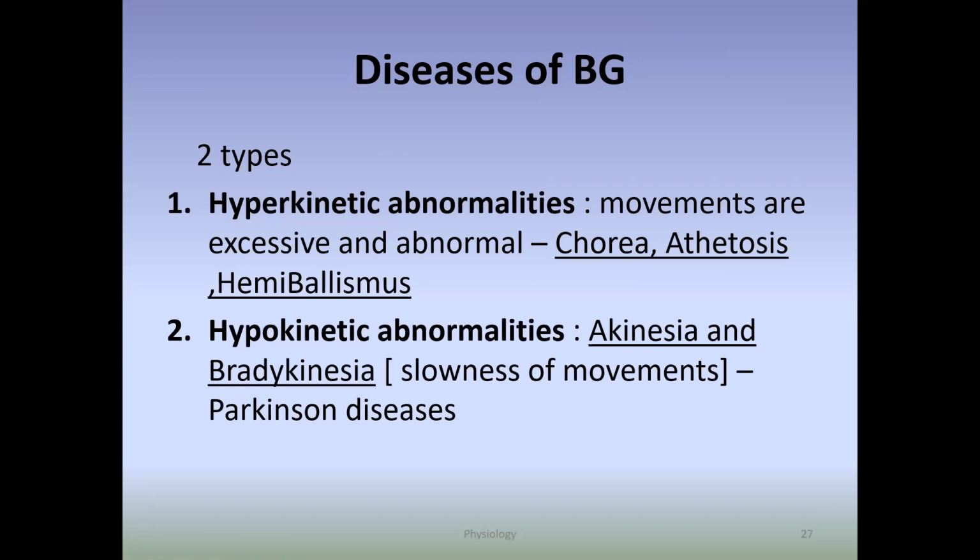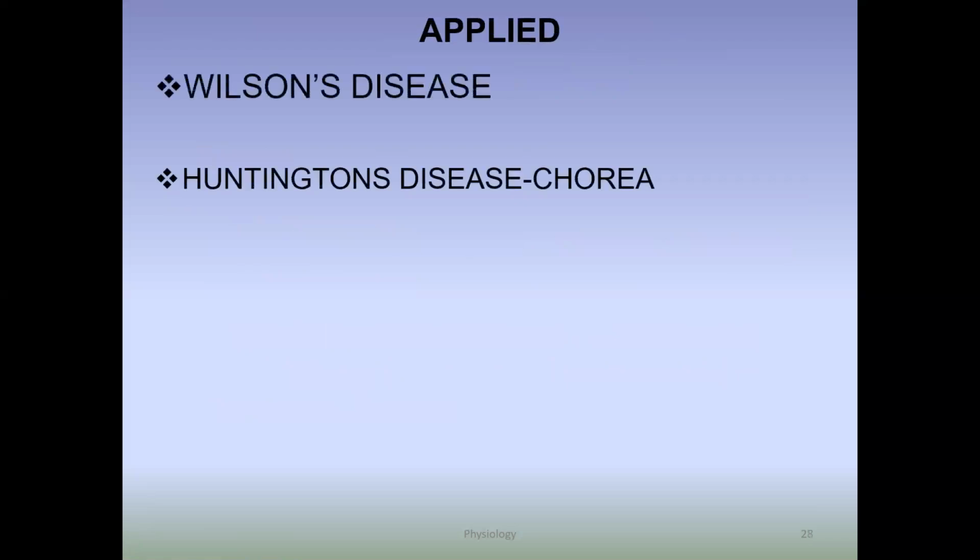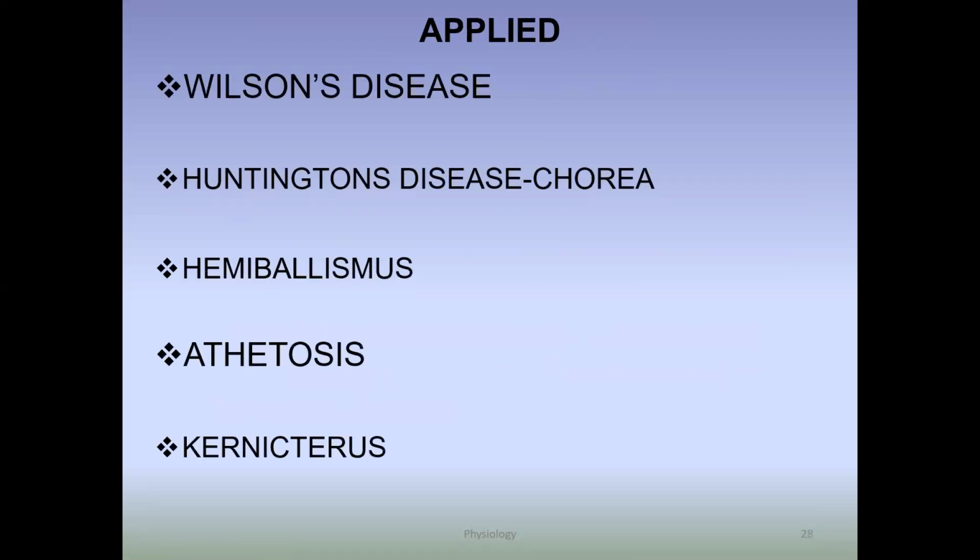Hypokinetic, like in the case of a Parkinson patient, there can be absence of movement, called akinesia, or there may be slowness of movements, called bradykinesia. If you see a Parkinson patient, you will understand what is meant by akinesia and bradykinesia. So these are the different diseases which can take place because of damage to the basal ganglia: Wilson disease, Huntington disease, chorea, also called Huntington's chorea, named after the scientist Huntington, hemibalismus, athetosis, kernicterus, and Parkinsonism.